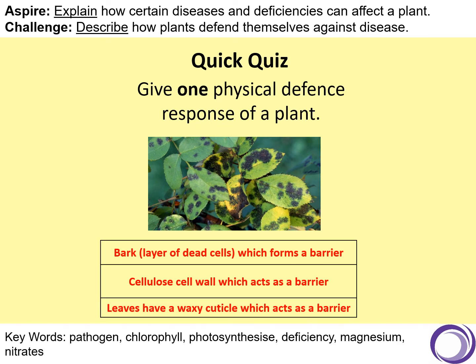Okay, so hopefully you have written down that a physical defence response of a plant, you could either have bark, which is a layer of dead cells which forms a barrier, a cellulose cell wall which acts as a barrier, or leaves have a waxy cuticle which also acts as a barrier.